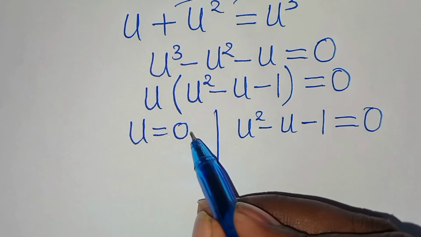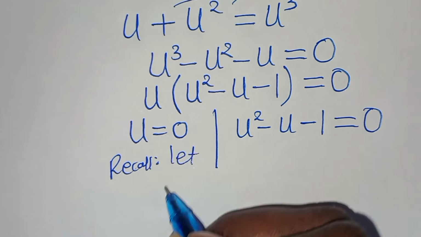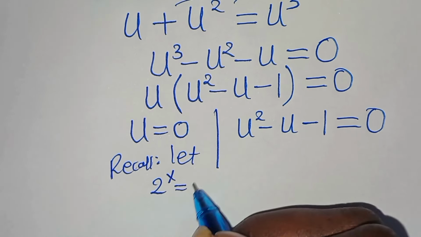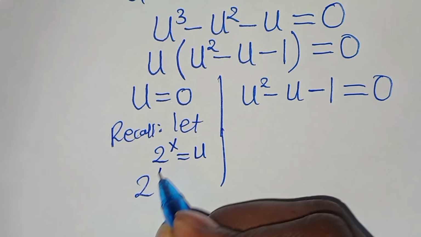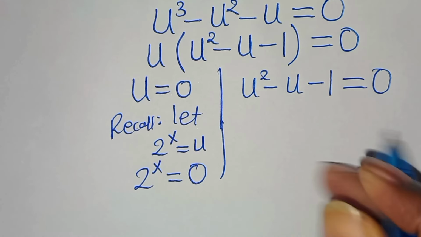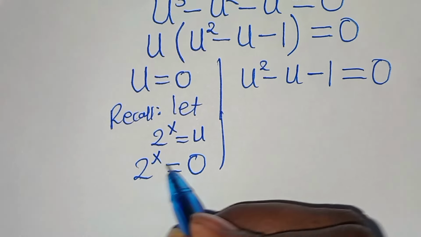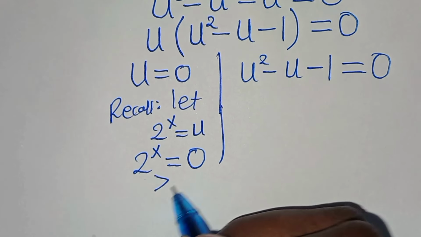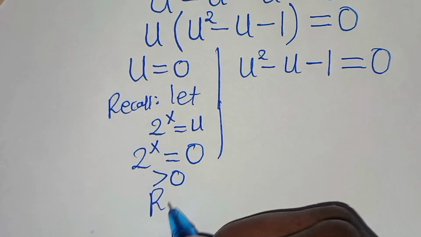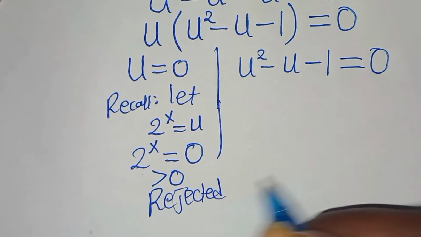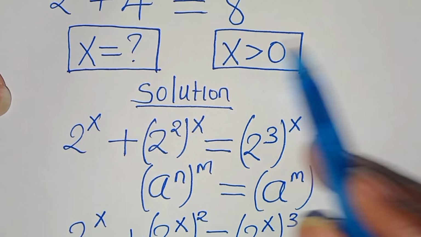From the first part here, if you recall, we have seen that let 2 to the power of x be equal to u. So this implies that here we have 2 to the power of x. This is equal to 0. And we have that 2 to the power of x is actually greater than 0. So you find that this part here is rejected. So we reject this particular part, given that x is greater than 0.